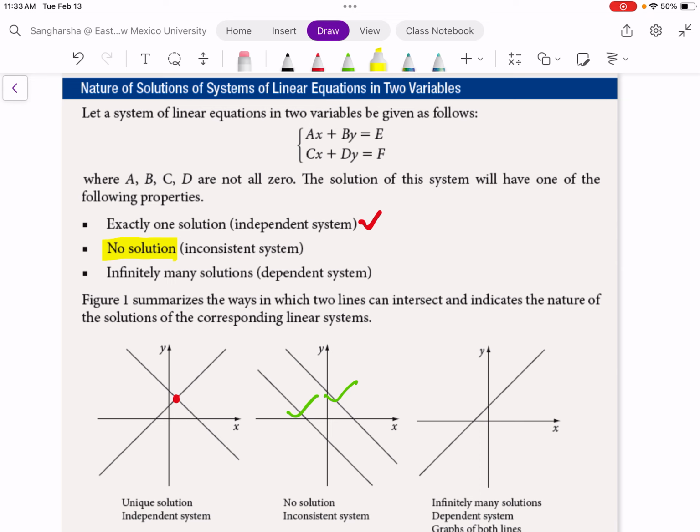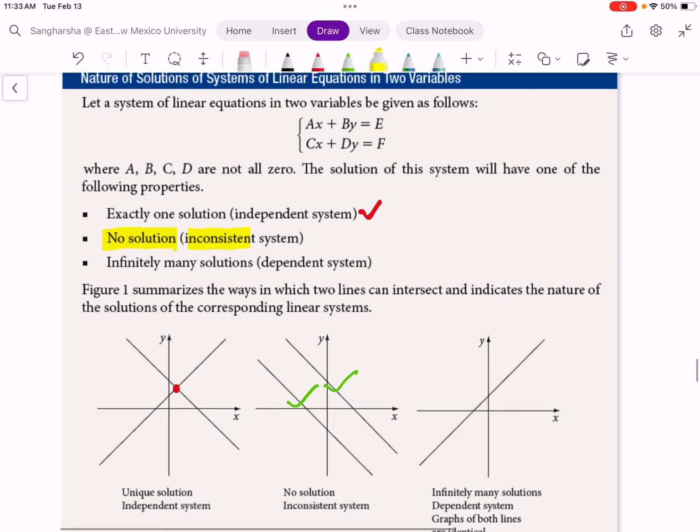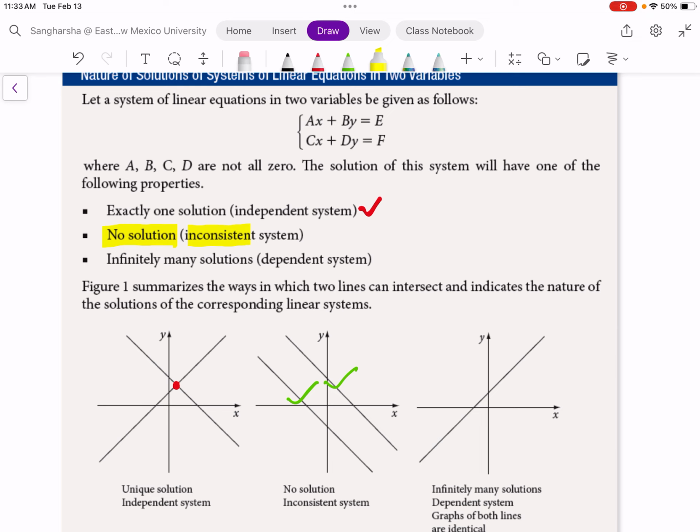And the third case is we might have equations having the same graph, right? So we might get an infinite number of solutions. If we have an infinite number of solutions, then that system is a dependent system. It means the x and y variables are dependent. If it's exactly one solution, we get the one intersecting point. If no solution, two lines are parallel to each other. If infinitely many solutions, then we have one line overlapping the other one. So these are the three different cases for a system of linear equations.